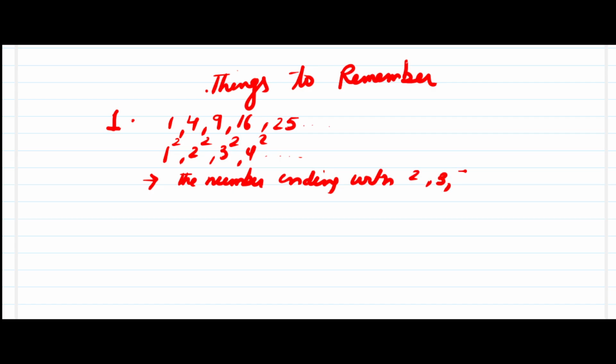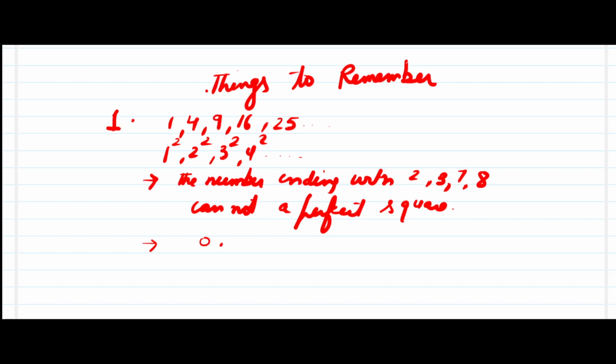2, 3, 7, and 8 cannot be a perfect square. All those numbers that are ending with 2, 3, 7, and 8 cannot be a perfect square, and it doesn't mean the numbers that are ending with 0, 1, 4, 5, 6, and 9 are perfect squares. They may or may not be a perfect square.